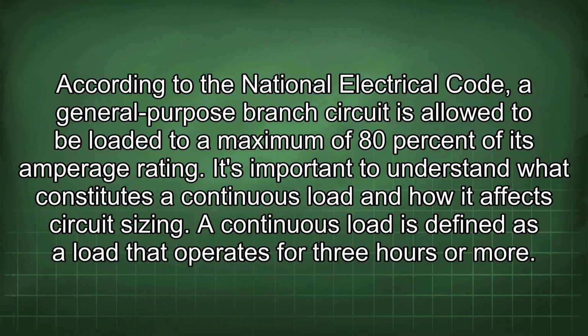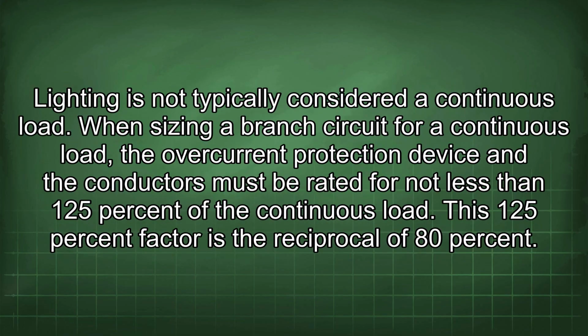According to the National Electrical Code, a general-purpose branch circuit is allowed to be loaded to a maximum of 80% of its amperage rating. It's important to understand what constitutes a continuous load and how it affects circuit sizing. A continuous load is defined as a load that operates for 3 hours or more. Lighting is not typically considered a continuous load.